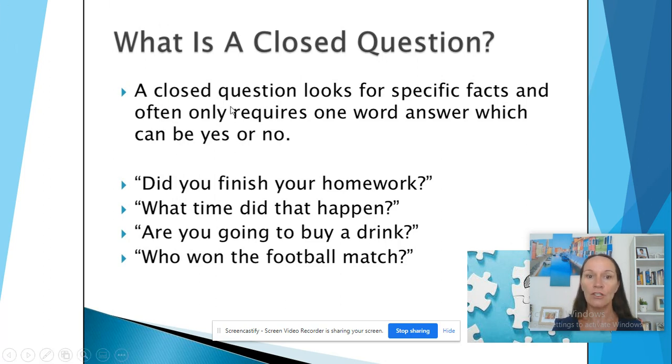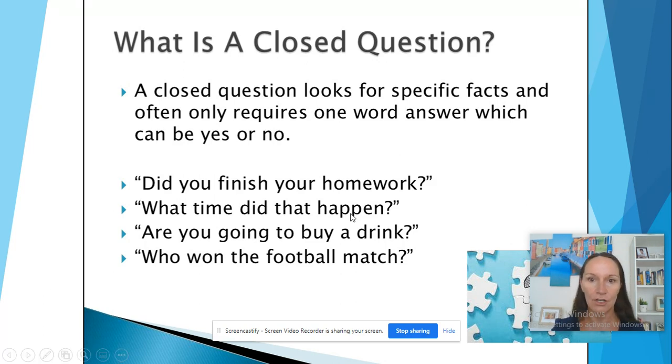So, a closed question looks for specific facts and often only requires one-word answers, which can sometimes be as simple as a yes or no. And down here you have some examples of what closed questions are, and I'll explain to you why they're closed. Did you finish your homework? There is only one answer to that question, yes or no. Doesn't require anything else.